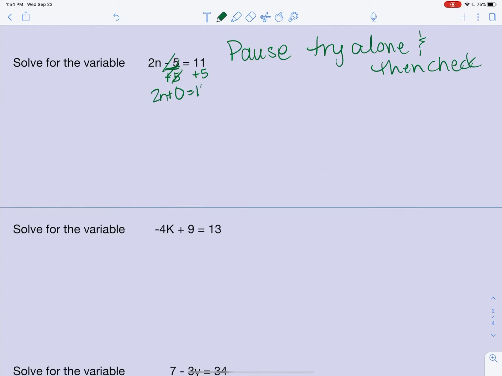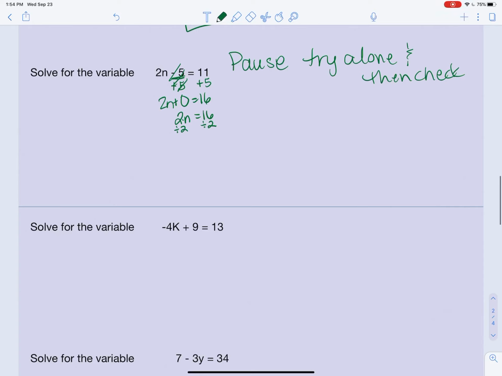11 plus 5 is 16. Do I need the 0 anymore? No, ma'am. So I'm going to rewrite this as 2n equals 16. 2n means 2 times n. So I'm going to divide both sides by 2. That again is the inverse of multiplication. It's the opposite. When I divide 2 by 2, I'm left with 1n equals 16 divided by 2 is 8.